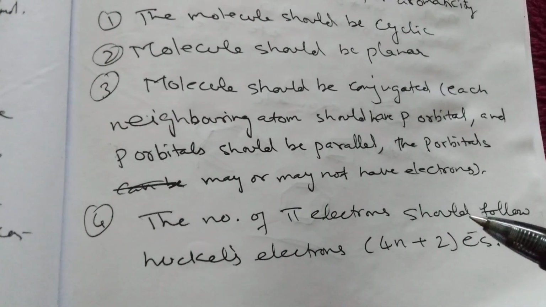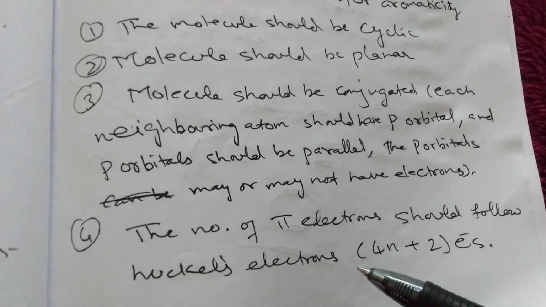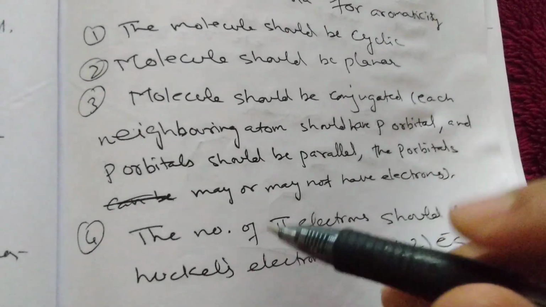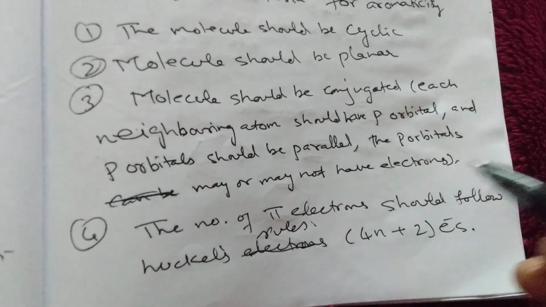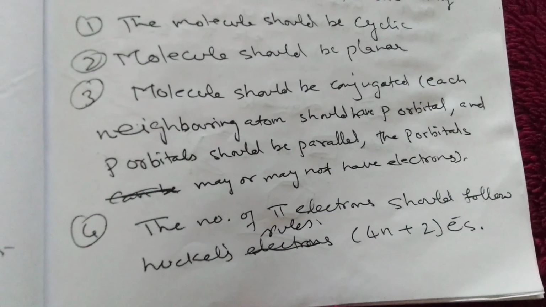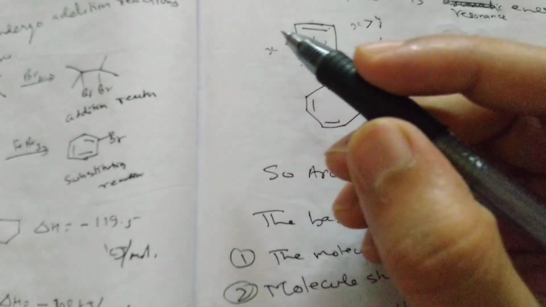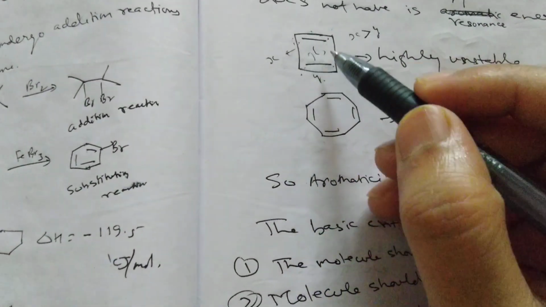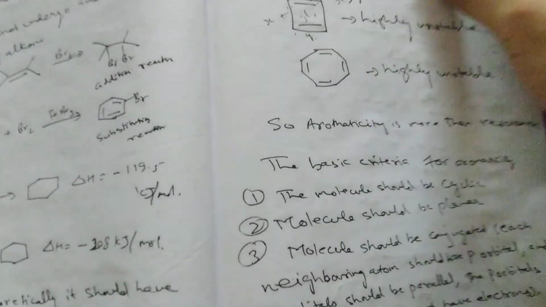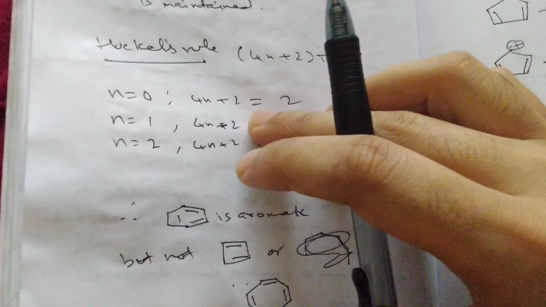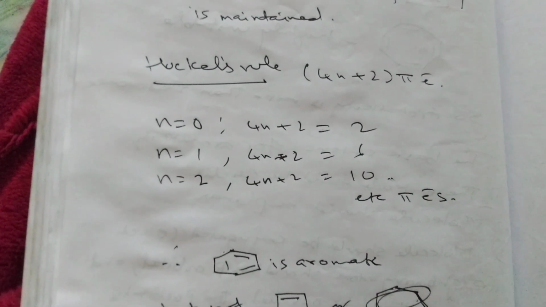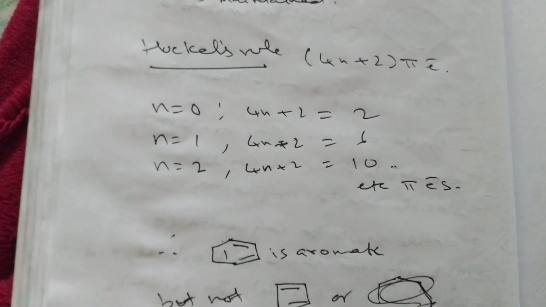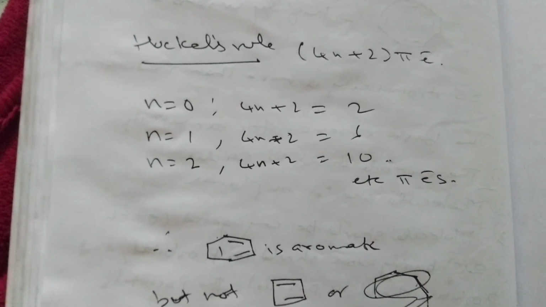And the last one, very important, is called Huckel's rule. It should follow Huckel's rule, okay, not electrons, Huckel's rule. So it says the number of pi electrons should follow 4n plus 2. So if you see this, how many electrons are there? 1, 2, 3, 4. So I will explain what is 4n plus 2, then it will become clearer to you. See, what is this 4n plus 2 rule? So this n is any positive integer. So it can be 0, 1, 2, 3, 4.